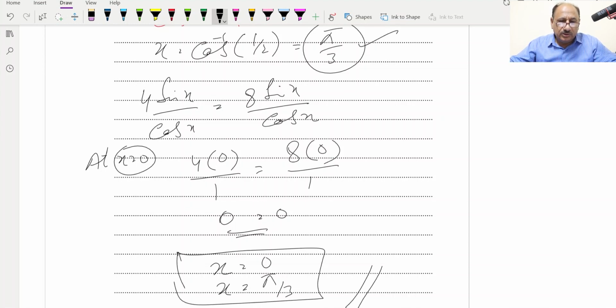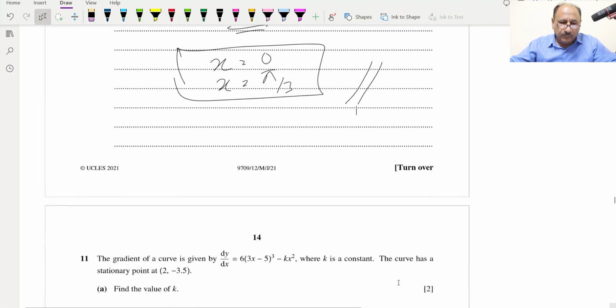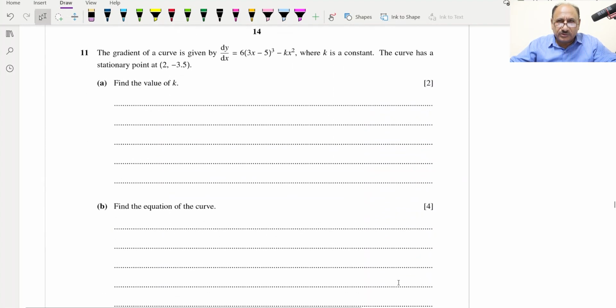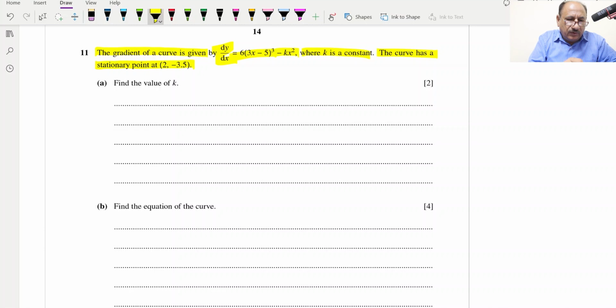Hopefully you understood this question as well. Now we can move to question number 11. The gradient of the curve is given by dy by dx is equal to this one, where k is a constant. The curve has a stationary point at 2 and minus 3.5. Find the value of k.